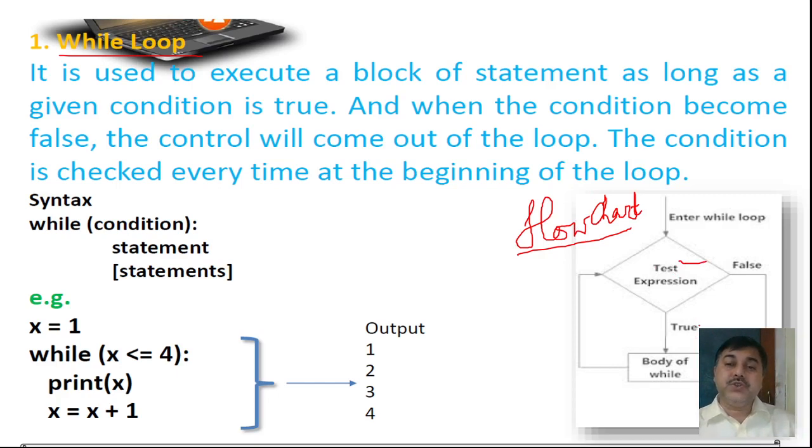If the testing is true, then it will come inside the working area. When the working area is over, it will again go to the testing area. This way the thing will circulate, and when it finds the testing area becoming false, it will exit from the loop. That means there is a block of statements, and as long as the condition is true, it will work, isn't it?